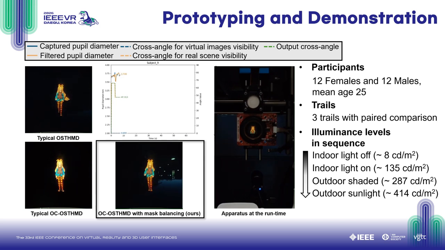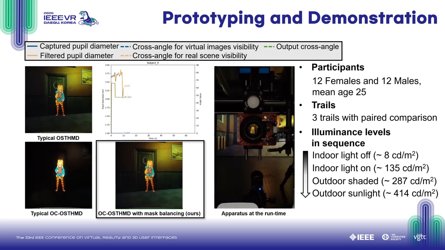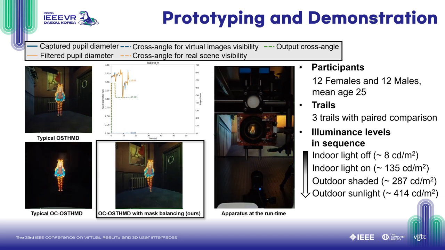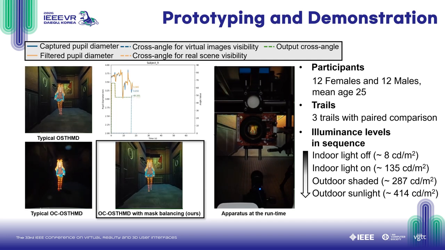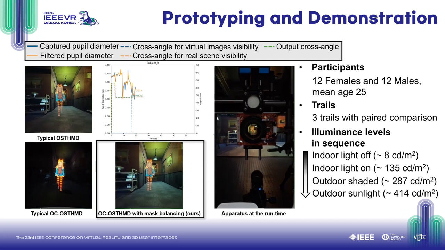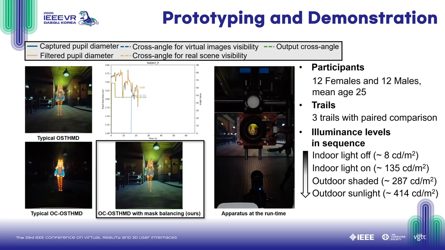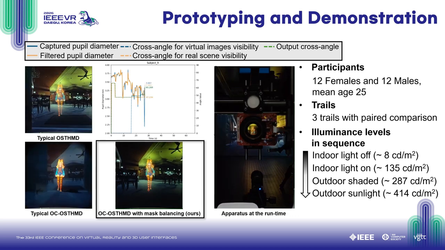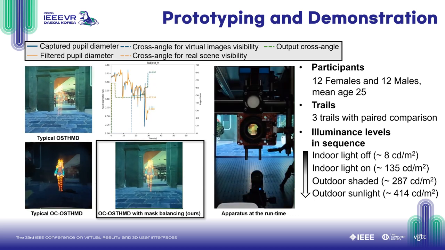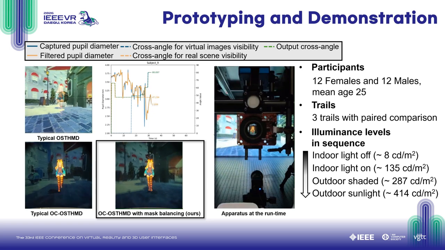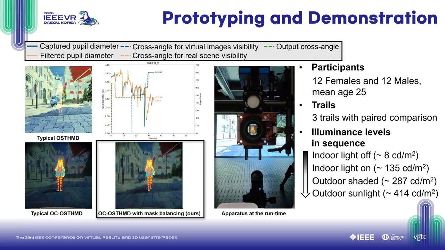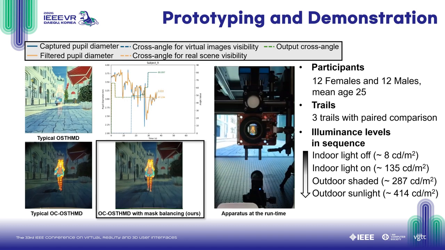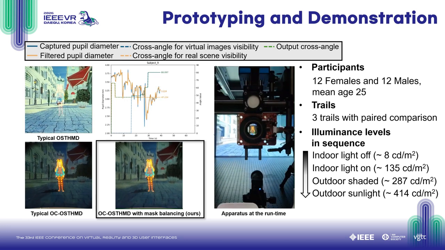and virtual images. We conduct the final user study to compare users' preferences for the same animated AR scene displayed on OC-OSTHMD with the mask balancing method, the typical OC-OSTHMD method, and the typical OSTHMD method. The animation is composed of 4 subscenes, whose illuminance ranges from 8 to 414 candela per square meter in sequence. 24 participants joined the user study and completed a paired comparison of the 3 display strategies. The video presents the perceived scene by using the 3 display strategies in the experiment.